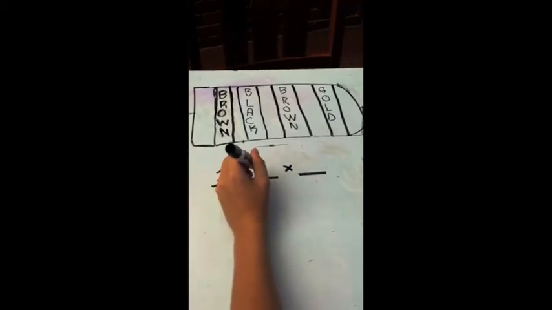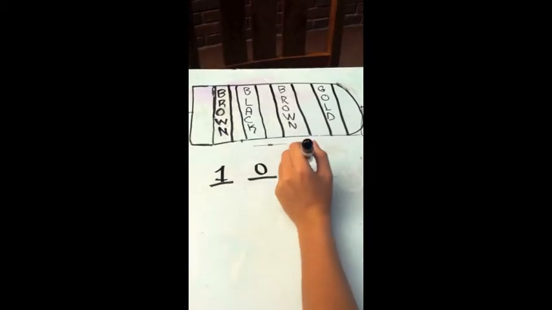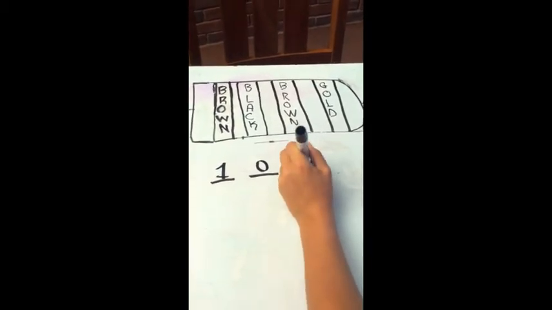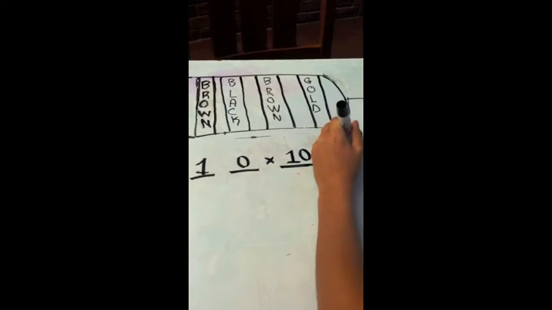So brown stands for 1, black stands for 0, and the other brown stands for 10. And then gold stands for the percentage error, which is actually 5% for this resistor. So if you do the math, it'll turn out that this resistor has a resistance of 100 ohms with a 5% tolerance. So that's the company saying that it will be between 95 ohms and 105 ohms.